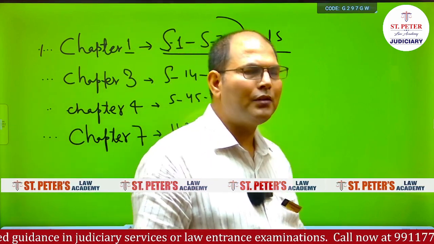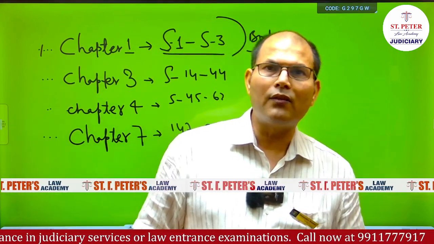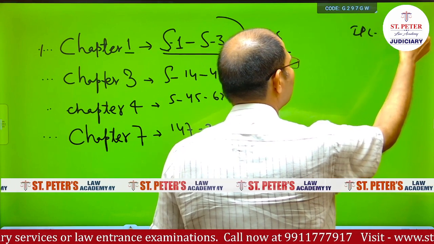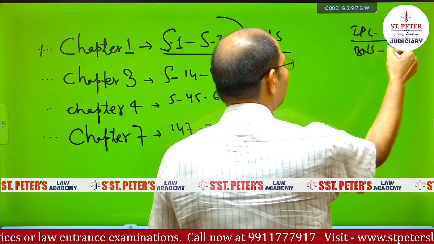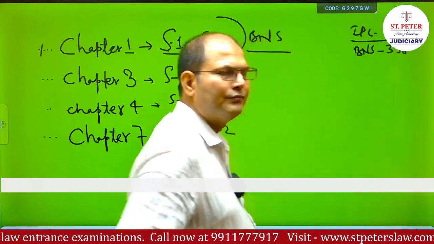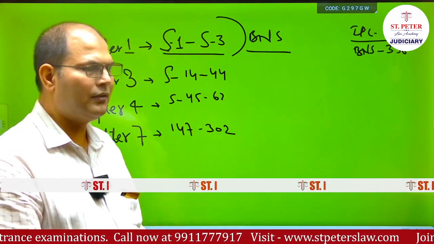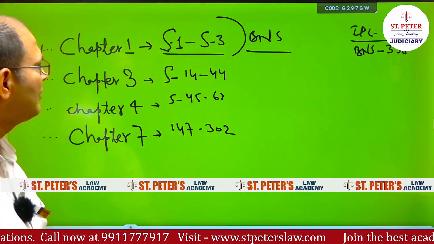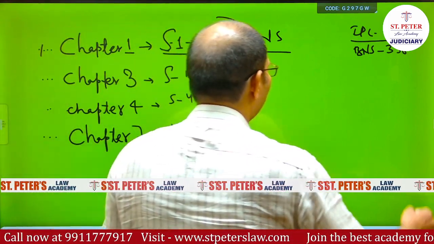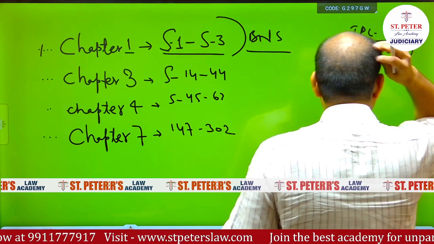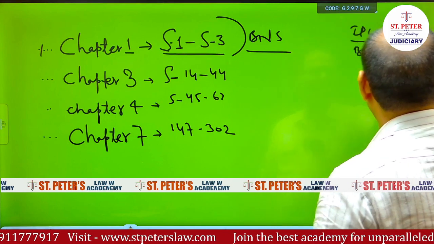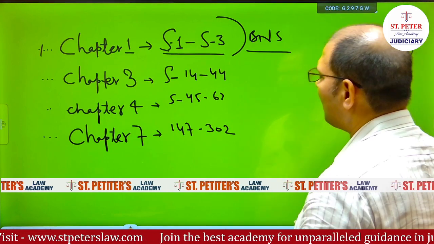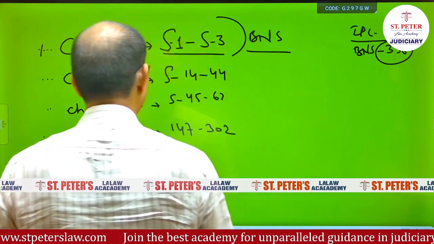The same thing is about sections also. IPC contains 511 sections in all, whereas BNS contains 358 sections in all. So comparatively, BNS is a less voluminous code, with fewer provisions. And the last section of the BNS, section 358, is a repeal clause. It repeals the Indian Penal Code 1860 whenever it is notified by the Government of India in this behalf.